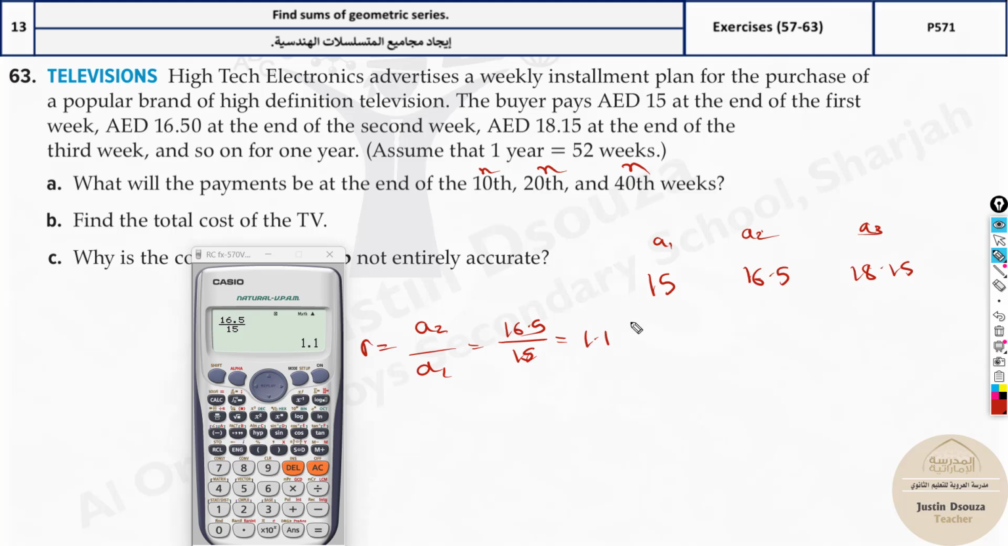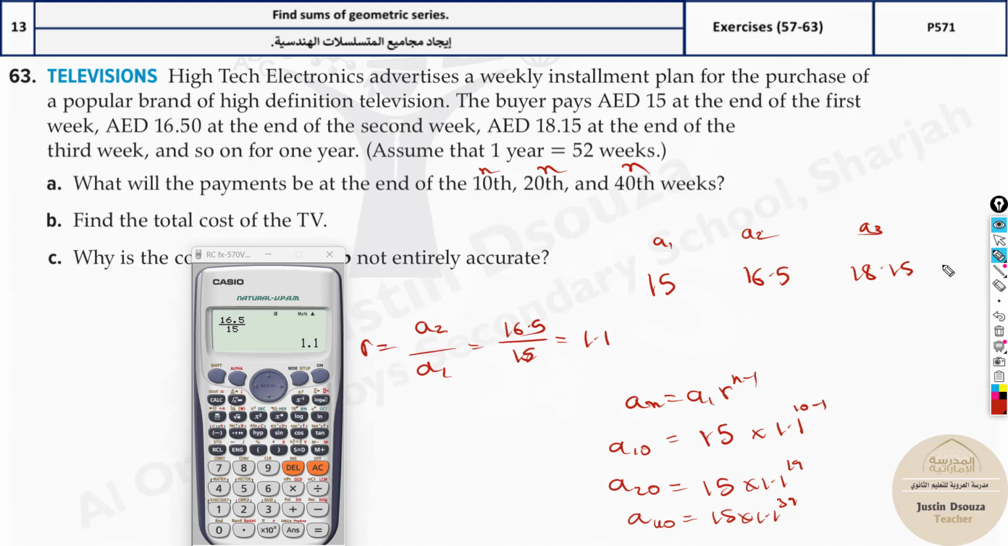So 1.1 is done. How do we find the 10th week? So AN is equal to A1 times R to the power N minus 1, isn't it? So for the 10th week, A1 is 15, R is 1.1 to the power 10 minus 1. Same thing for the next one, 20th week, it will be 15 into 1.1, 20 minus 1 is 19. I'll write it directly. And lastly, for the 40th week, it will be 15 times 1.1 to the power 39.